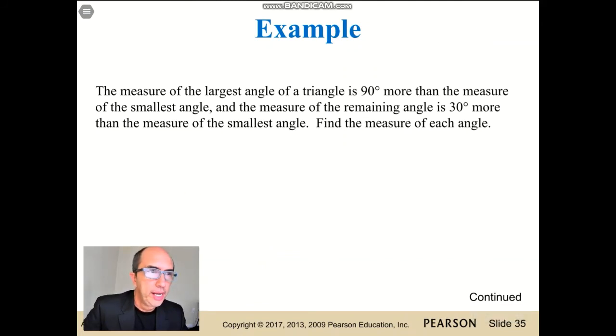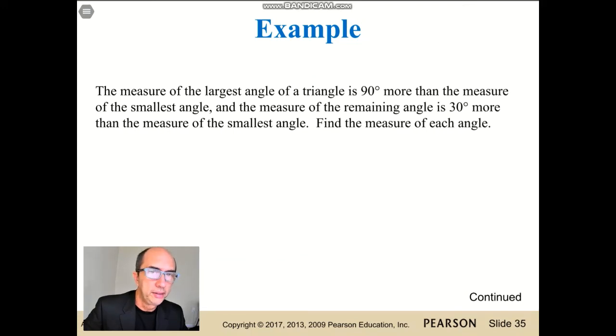And going straight to an example: the measure of the largest angle of a triangle is 90 degrees more than the measure of the smallest angle. And the measure of the remaining angle is 30 degrees more than the measure of the smallest angle. Find the measure of each angle.